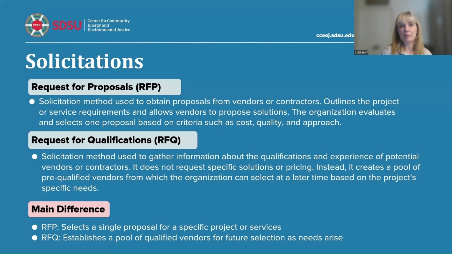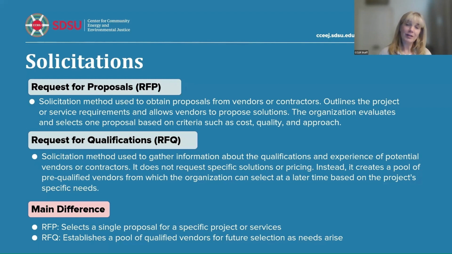Typically in a request for proposals, you're going to hire one firm, one contractor, right? And you evaluate still on the criteria such as cost, quality, and approach. And RFQ is still doing that, right? But you are essentially creating a pool or a stable of contractors that you can then work with specifically when you need task orders, okay?